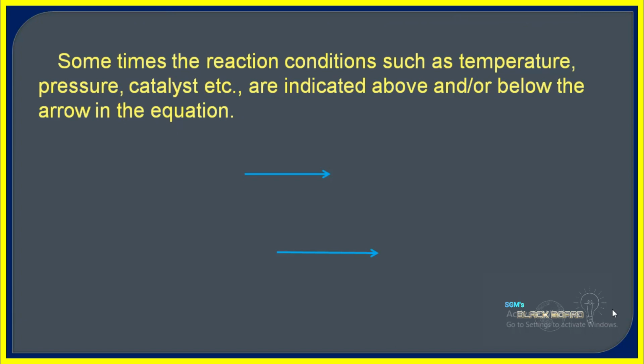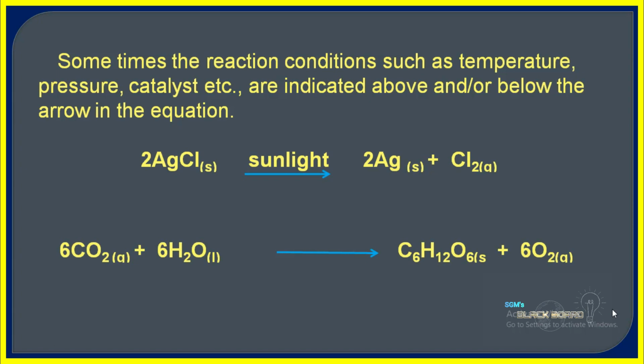Sometimes the reaction conditions such as temperature, pressure, catalyst, etc. are indicated above and/or below the arrow in the equation. For example, silver chloride, AgCl, when exposed to sunlight, decomposes into silver and chlorine gas is evolved. So here the condition is sunlight, so we write it above the arrow mark. Let us see one more example.